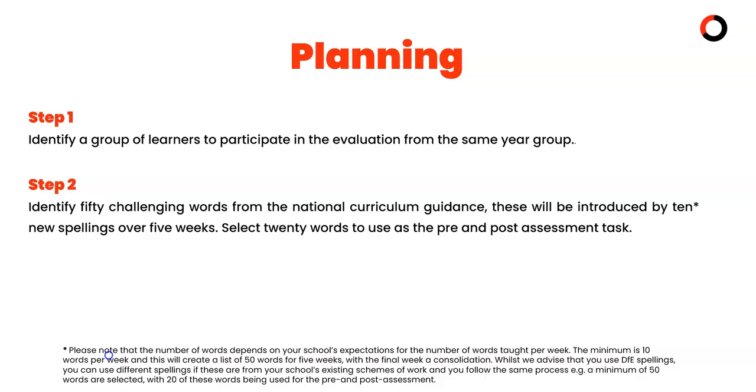Please note that the number of words depends on your school's expectations for the number of words taught per week. The minimum is 10 words per week, and this will create a list of 50 words for 5 weeks. The final week would be in the consolidation. Whilst it's advised that you would use the DFE spellings, you can also use different spellings if these are from your school's existing schemes of work and you follow the same process, i.e. a minimum of 50 words are selected, with 20 of these being used for the pre- and post-assessment task.